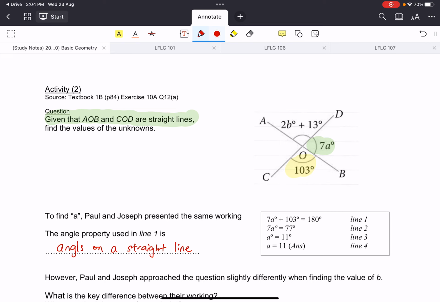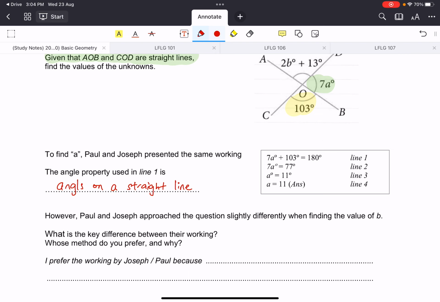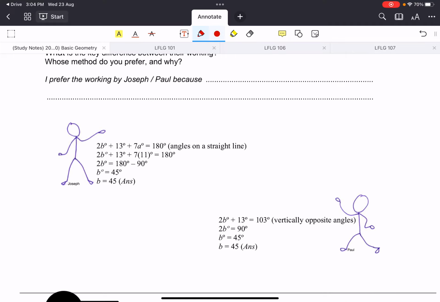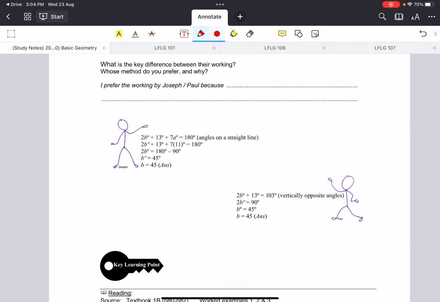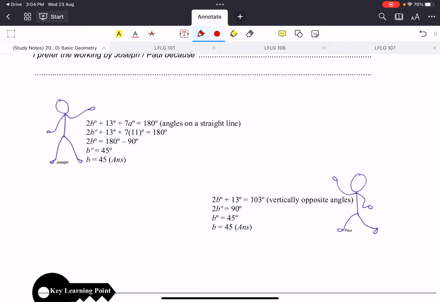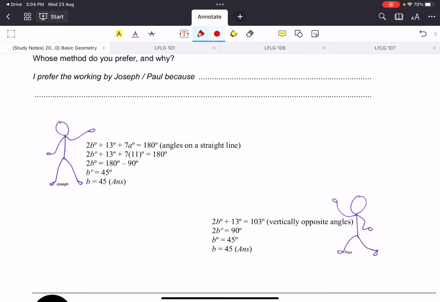Alternatively, we can actually find B first using vertically opposite angles, but let's use the most direct approach, right? Here, again, we have two recommendations, one by Joseph and one by Paul. So what did they do? Let's take a look.